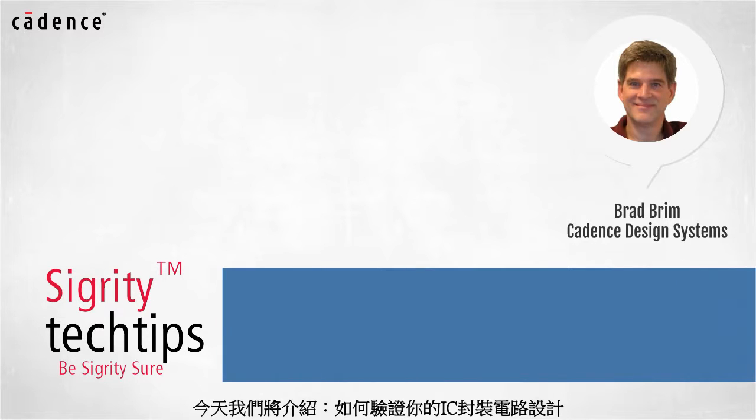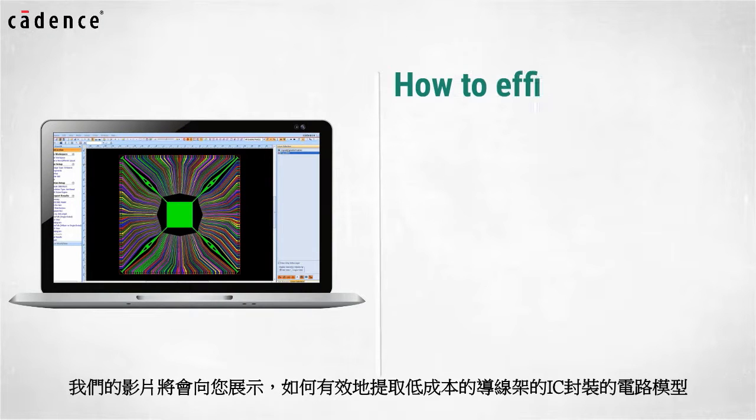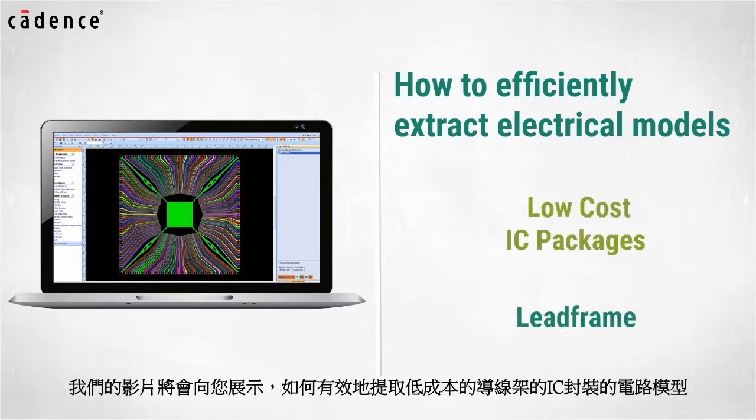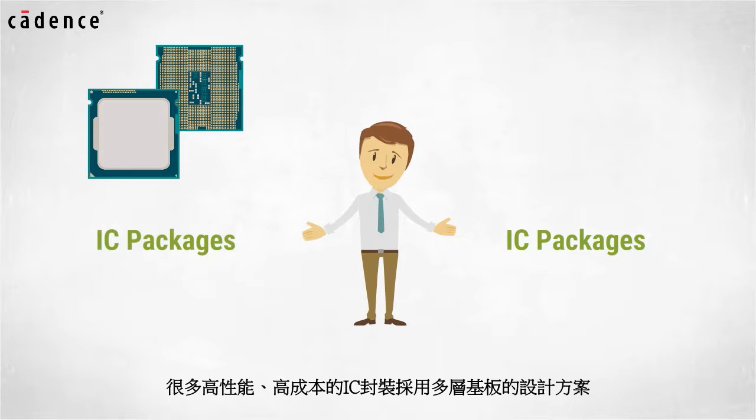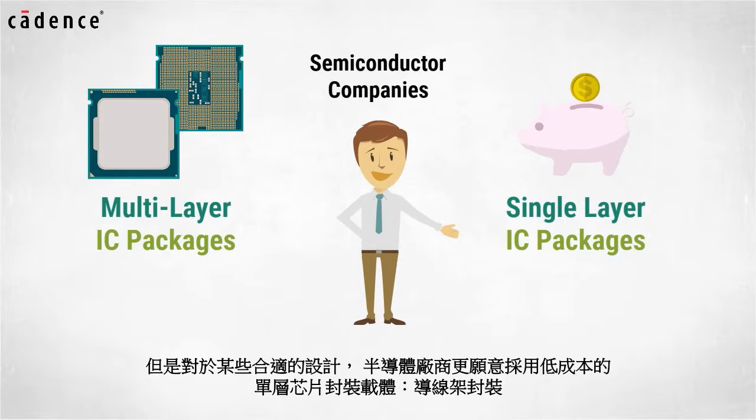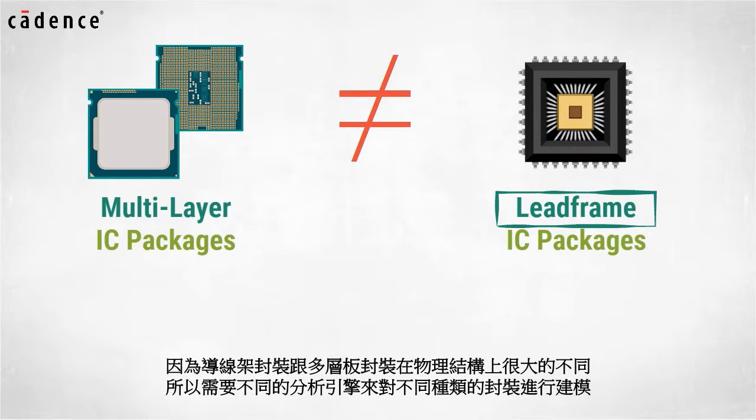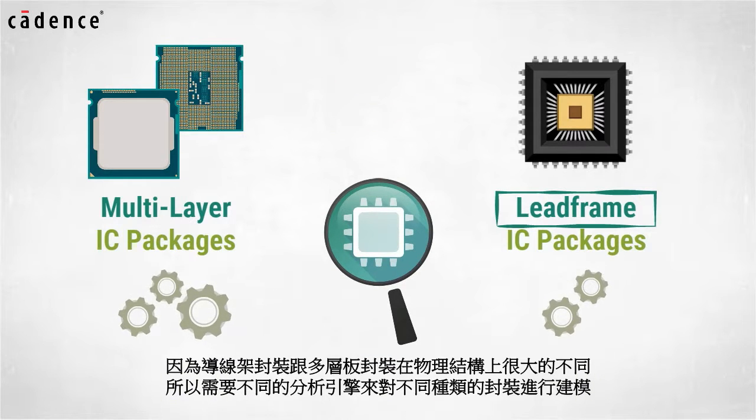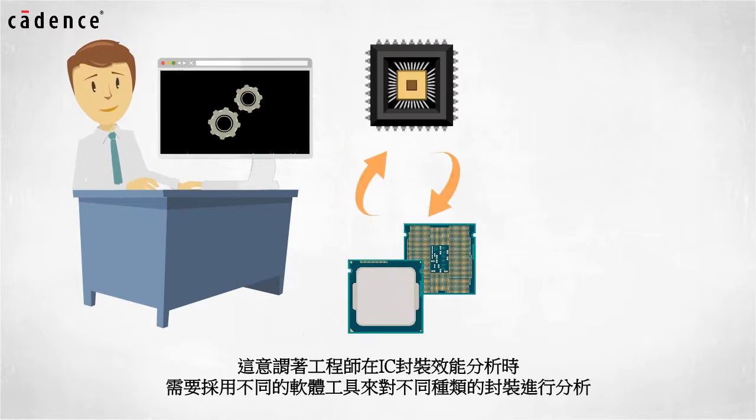Today we bring you another installment of How to Sign Off Your IC Design Package. Our video today will show you how to efficiently extract electrical models for low-cost IC packages made of lead frames. Many high-performance, high-cost IC packages utilize a multi-layer build-up structure. However, when IC designs are suitable, semiconductor companies prefer to utilize a low-cost, single-layer chip carrier known as a lead frame package. Because lead frame packages are physically much different than multi-layer packages, different analysis engines are required to model each type of package. This means IC package characterization engineers must run different tools for different types of packages.